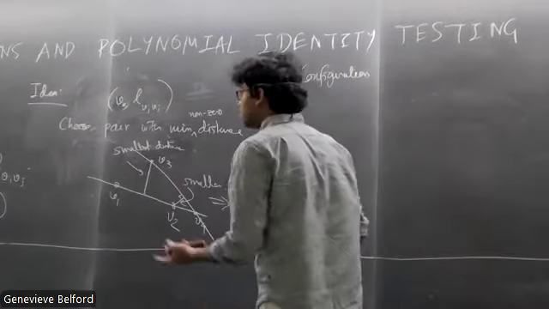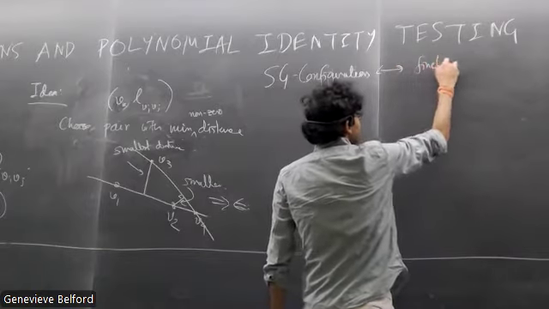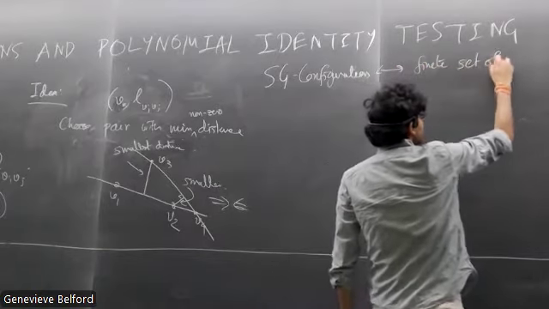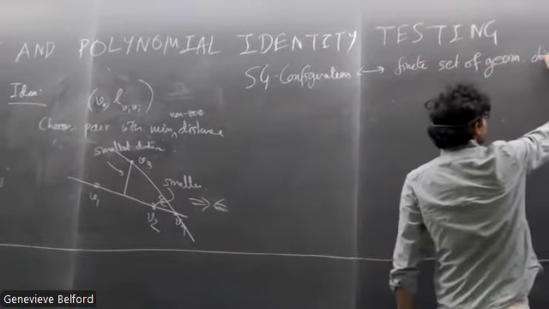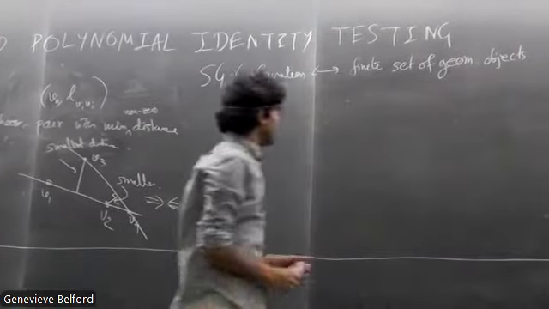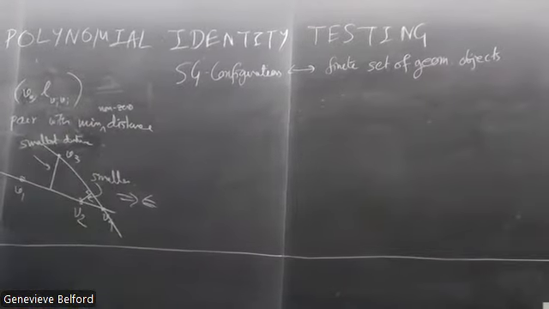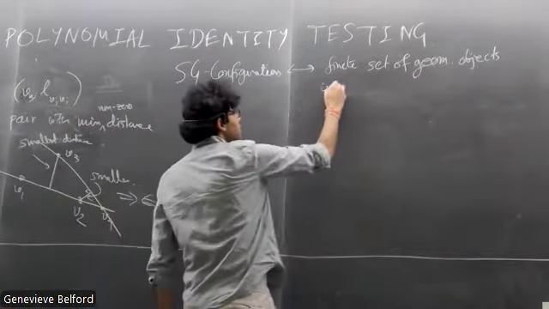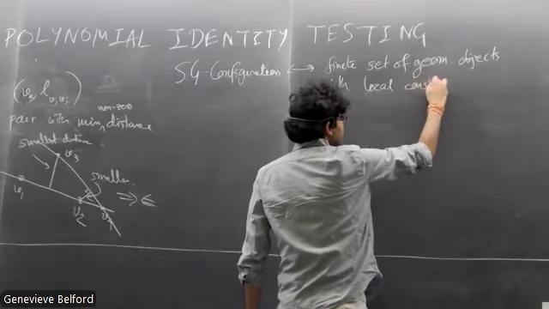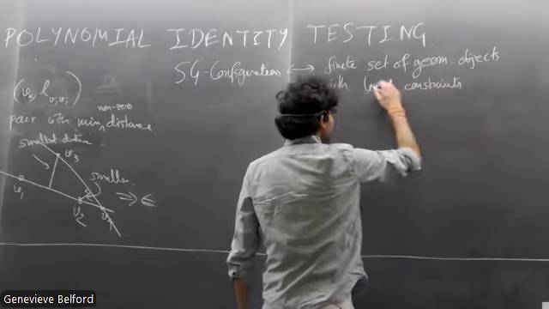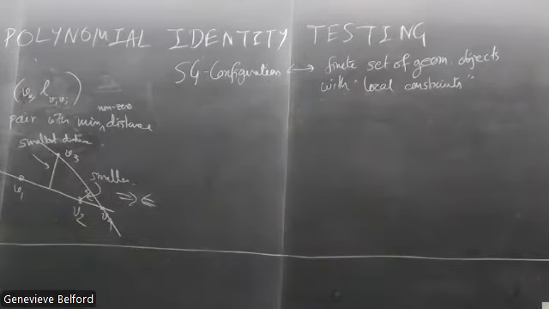These were just points in R2, but the way we should think of this is as some finite set of geometric objects, which have some local constraints, just like these local dependencies. And this is all in quotes, that in different situations these will be different kinds of local constraints.